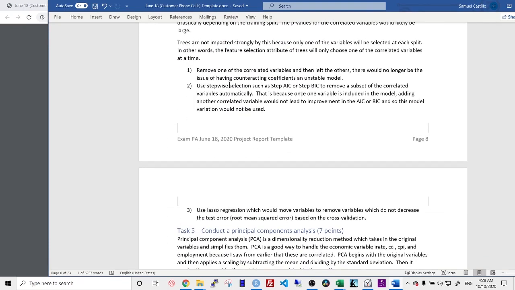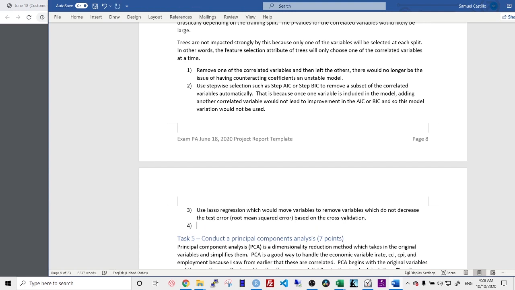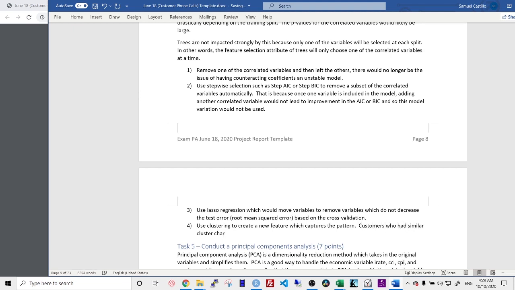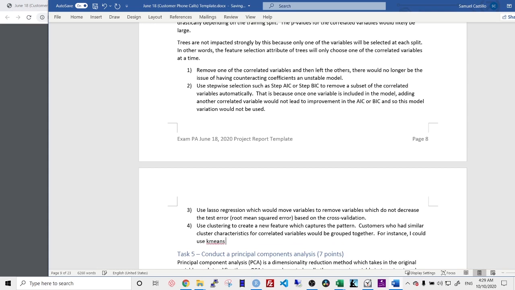Here I said you could deal with correlation by removing a correlated variable, using stepwise selection, or using lasso regression. Another alternative would be to use clustering to create a new feature which captures the pattern. So customers who had similar cluster characteristics for correlated variables would be grouped together. For instance, I could use k-means on the economic variables.